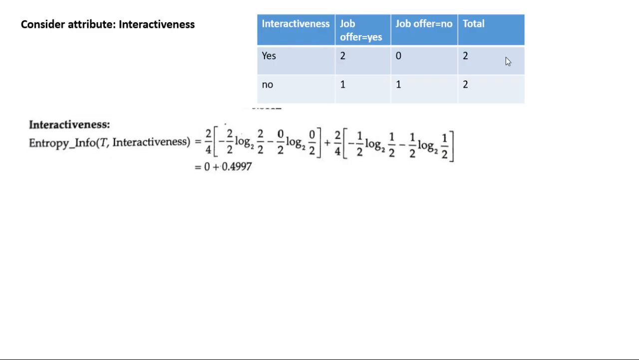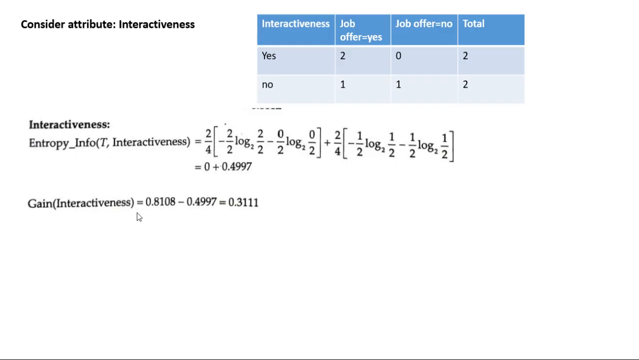So it is 2 by 4, which is the total, minus 2 by 2 log 2 by 2 to the base 2, minus 0 by 2 log 0 by 2 to the base 2. Similarly, plus 2 by 4, minus 1 by 2 log 1 by 2 to the base 2, minus 1 by 2 log 1 by 2 to the base 2. So this is the entropy information for interactiveness. So I'm getting the value as 0.4997.